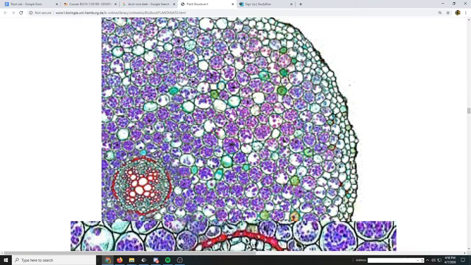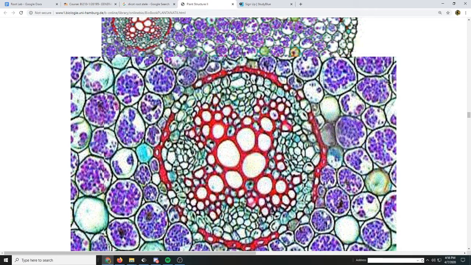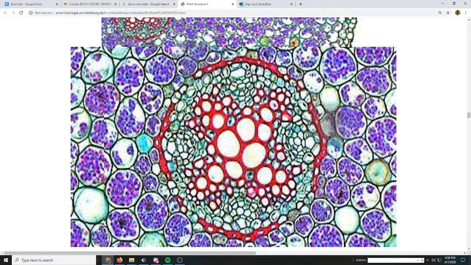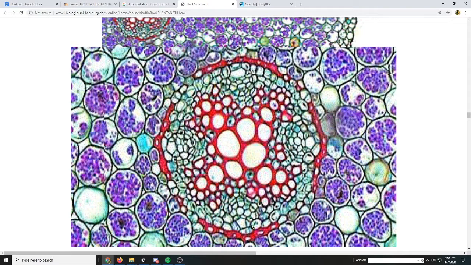This is the whole root. And this is basically a zoomed-in version of the stele, so just the vascular cylinder. Right here, this is the cortex. This purple probably is actually starch, because a lot of times these roots will store starch. This layer is the endodermis, which has got the Casparian strip. That's why it's dyed this red color. The stain interacts with lignin and waxes, so it makes it this red color.